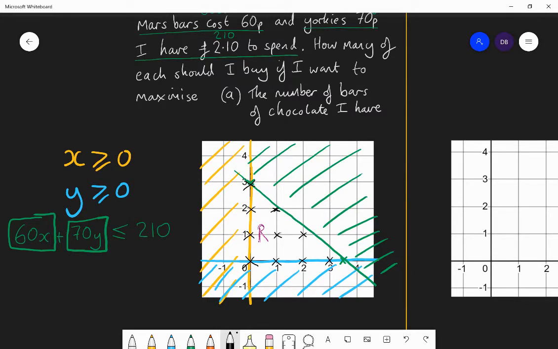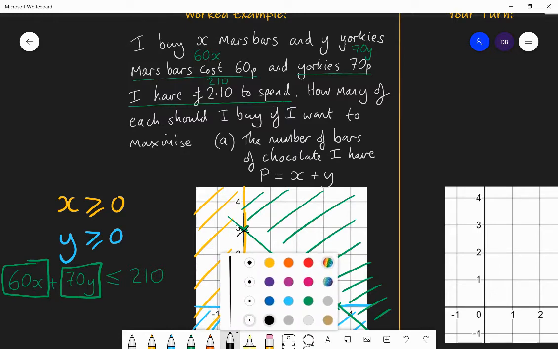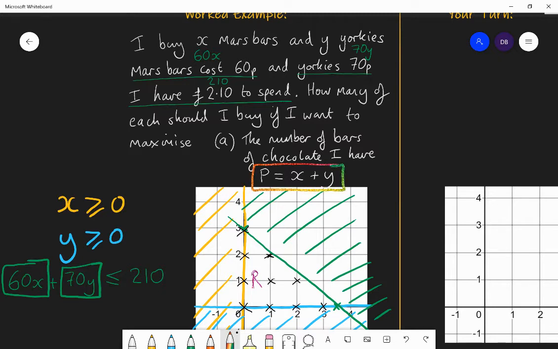So next, I've got these coordinates, and that's most of the problem done. Now I need to think about what I am trying to maximize. I'm trying to maximize, in this first case, the number of bars of chocolate I have. I buy X Mars bars and Y Yorkies, so the total number of bars I'm going to have is X plus Y. So the objective function that I'm trying to maximize, we always call that P, is equal to X plus Y. So that is my objective function.